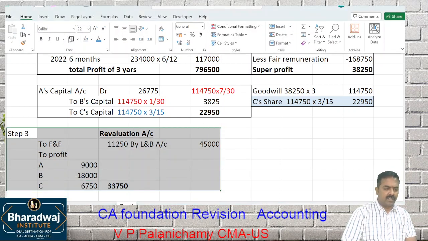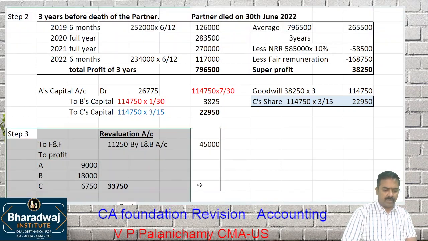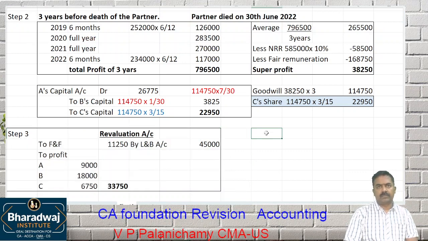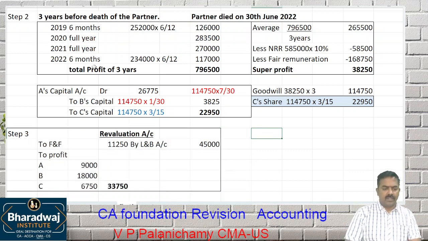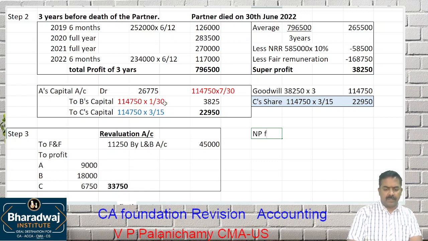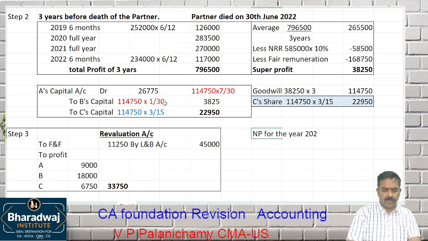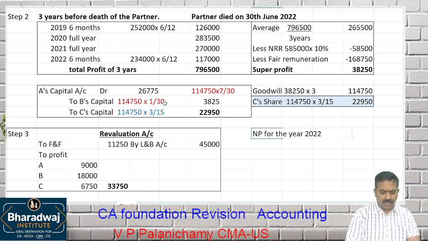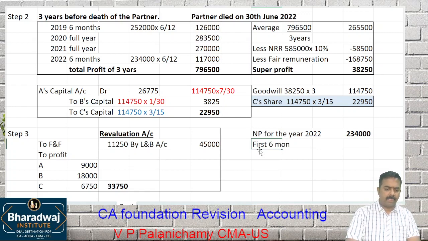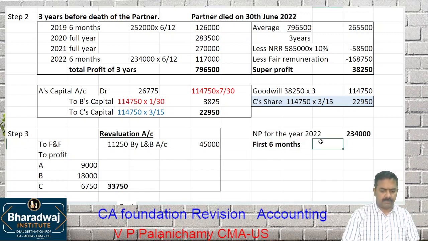Don't start with the capital account. Some working for profit, interest and all we have to prepare. What is the net profit for the year 2022? 2,34,000. In that, the first 6 months, there are 3 partners. First 6 months, how many partners? 3 partners. First 6 months, 1,17,000 will be there.